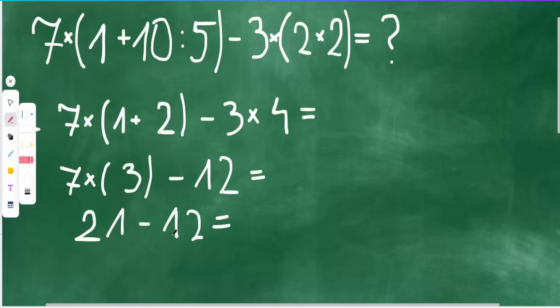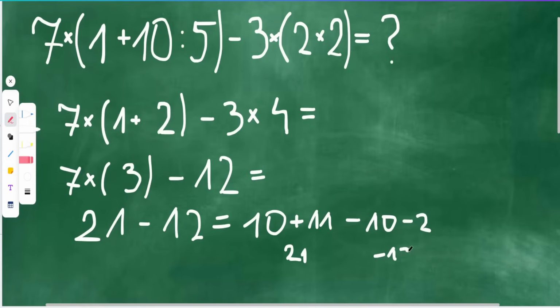It's supposedly easy, but you have to imagine it somehow. If you have a problem with it, I will write it in a rather strange way. We will do it by tens. We have, for example, 10 plus 11. This is our 21. Minus 10 minus 2. This is our minus 12. Notice that 10 minus 10, we can immediately simplify. It's 0.